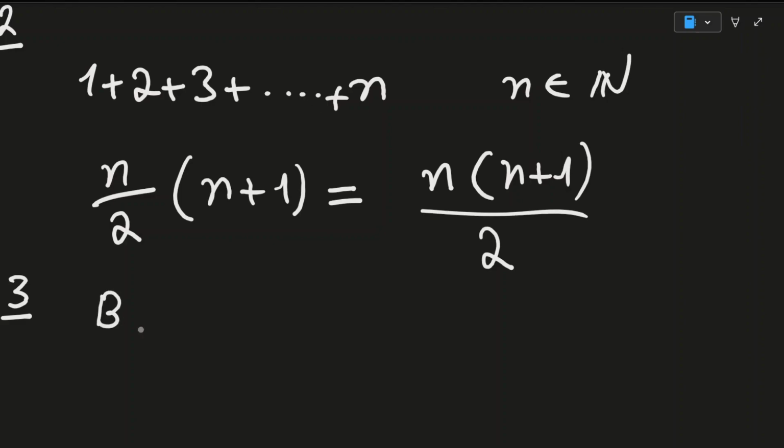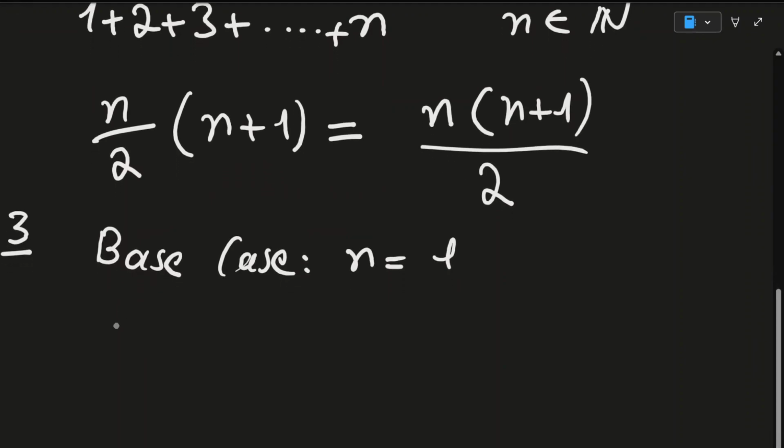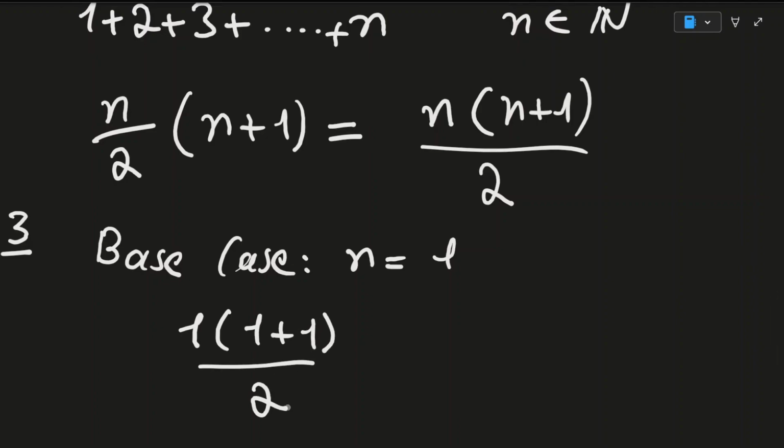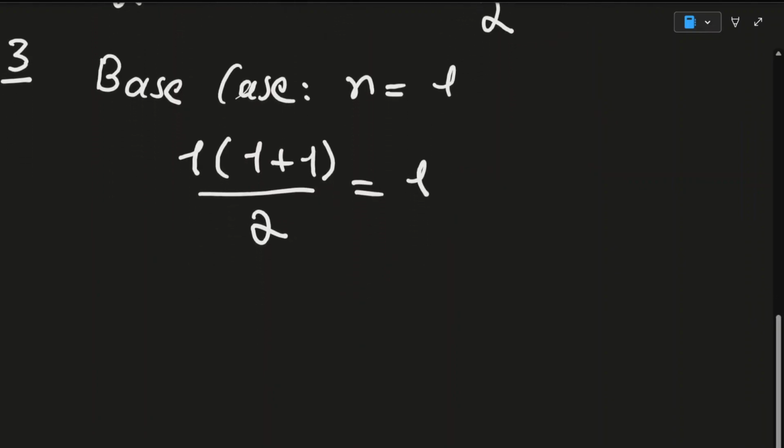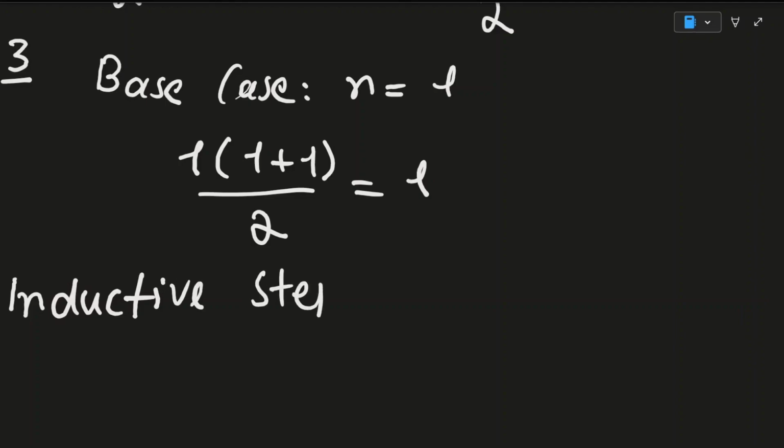So our base case would be n is equal to 1. We will check if the formula is valid for the base case. 1 into 1 plus 1 divided by 2, that is equal to 1. And then we will go on to the inductive step.